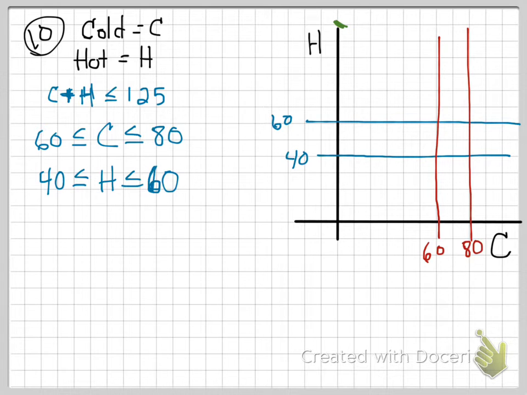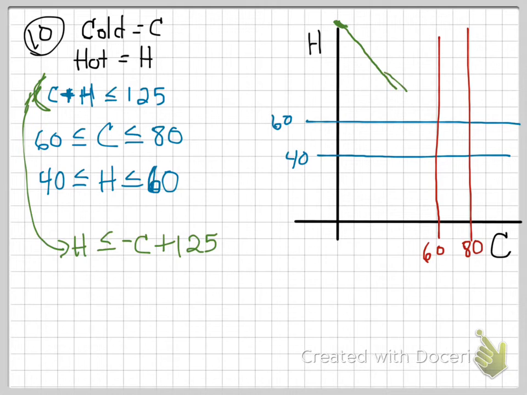And my slope, what is my slope? Oh, wow, we forgot to solve that. Let's go down and solve that. Need to solve this equation for h. So that would be h less than or equal to negative c plus 125. So glad we solved that. Now we're going to go down 1 and over 1. Nice and neat like. Don't do it the way I'm doing it. Nice and neat. Down 1, over 1. Go right through the diagonals.